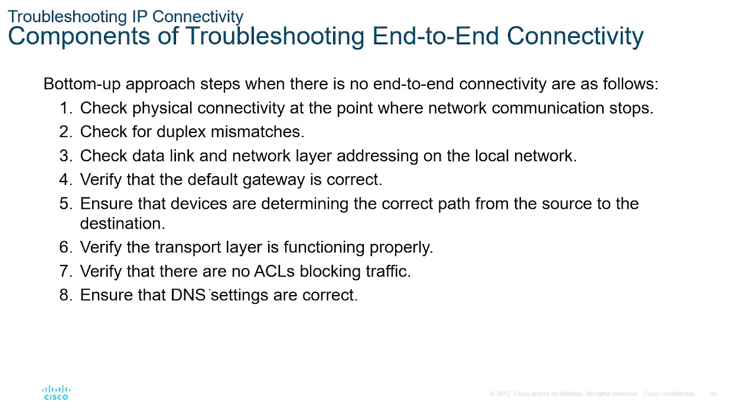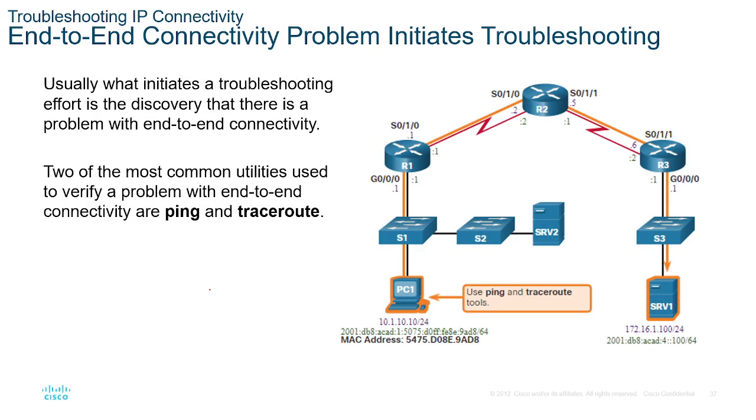First, you will check physical connectivity at the point where network communication stops. Check for duplex mismatch, check the data link and network layers, verify the default gateway is correct or not, ensure devices determine the correct path so the routing protocol is configured well, verify transport layer functionality, verify that no ACL is blocking that specific traffic, and ensure DNS settings are correct. If you do this, it would be very good troubleshooting. Usually what initiates a troubleshooting effort is the discovery that there's a problem with end-to-end connectivity. Two of the most common utilities used to verify the problem, first of all, would be ping and traceroute.